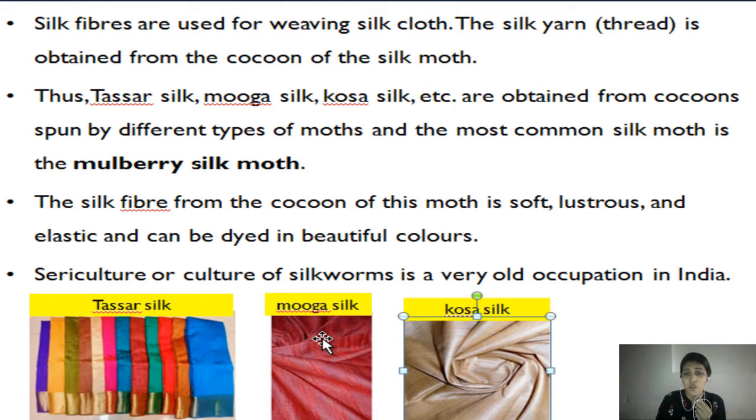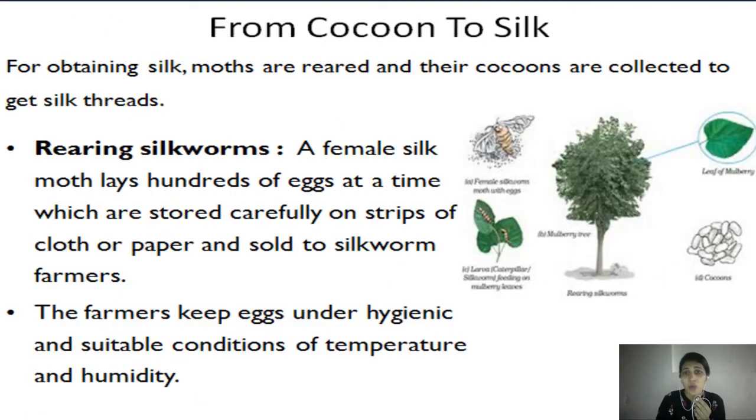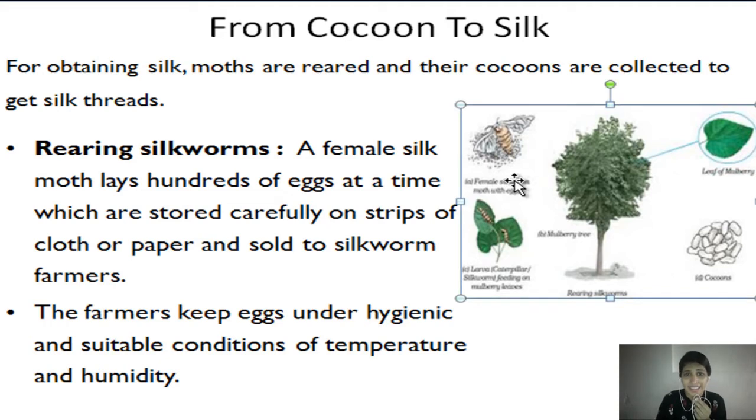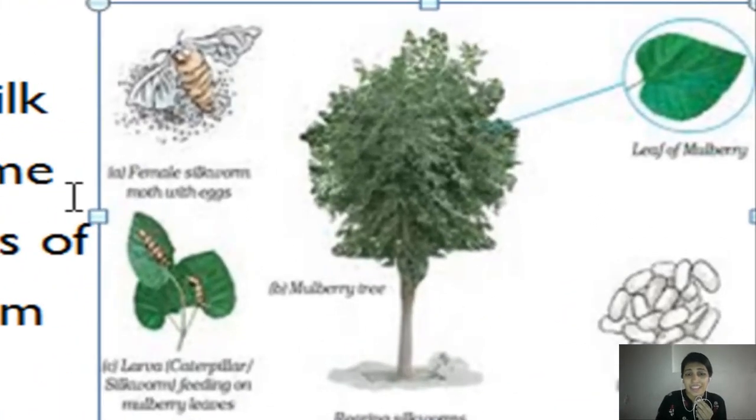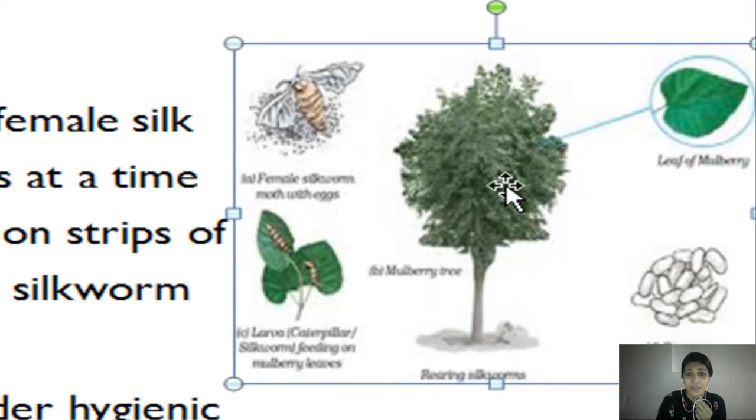Sericulture, or culture of silkworms, is a very common occupation in India. Now, from the cocoon, how the silk is obtained, we will study this. See the figure. For obtaining the silk, moths are reared, meaning taking care of silkworms and providing them with food. And their cocoons are collected to get the silk threads. Rearing silkworms. A female silk moth lays hundreds of eggs at a time, which are stored carefully on strips of cloth or paper and sold to the silkworm farmers.